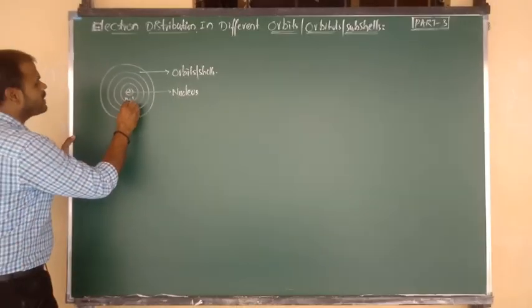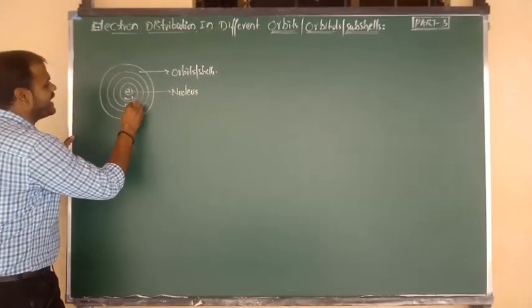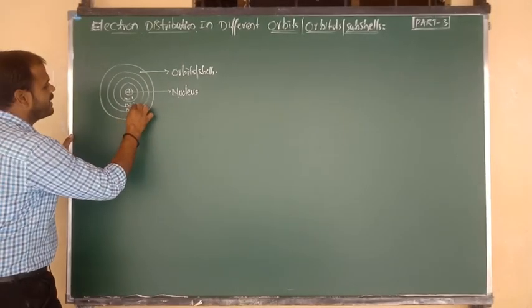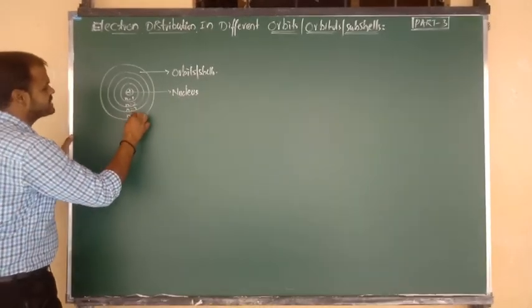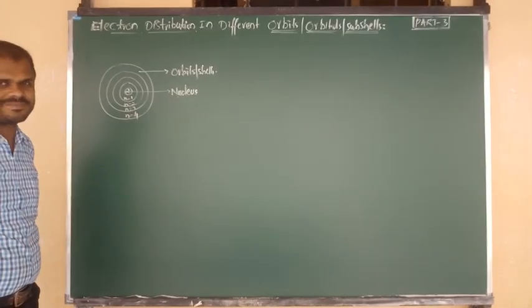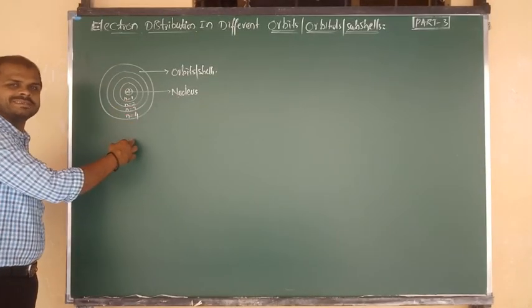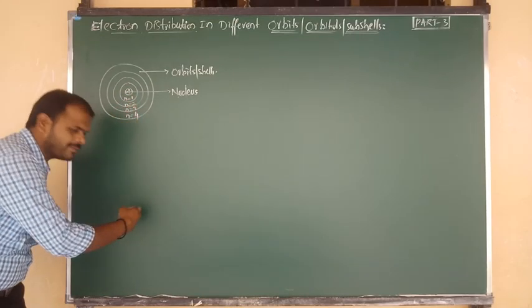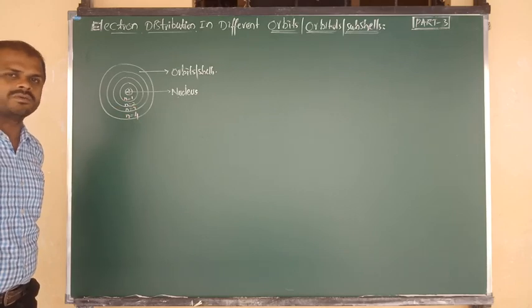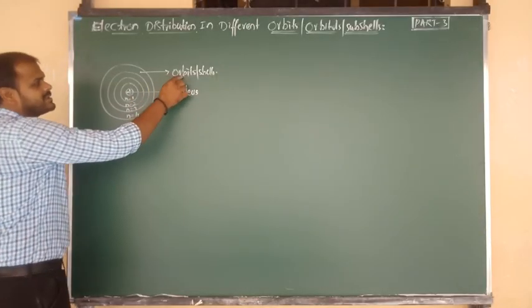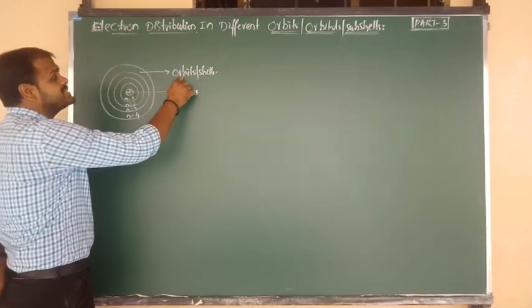The second circular path, the second orbit, is n equals 2, the third orbit is n equals 3, and the fourth orbit is n equals 4. So orbits are denoted by the symbol n. Like 1, 2, 3 and 4, that many orbits we can consider with respect to the atom. Good.